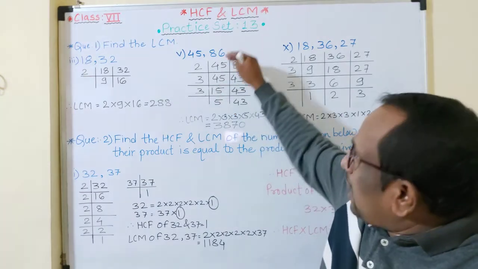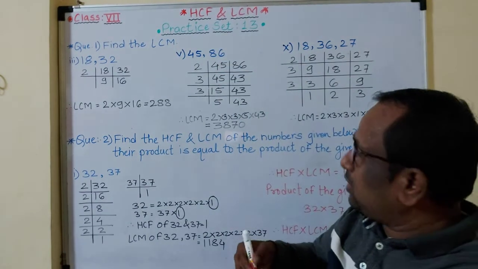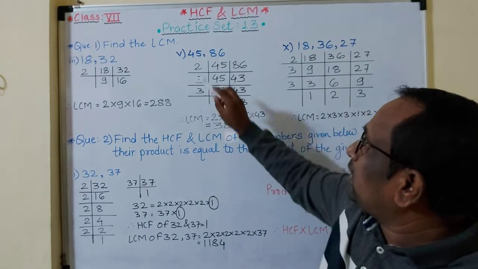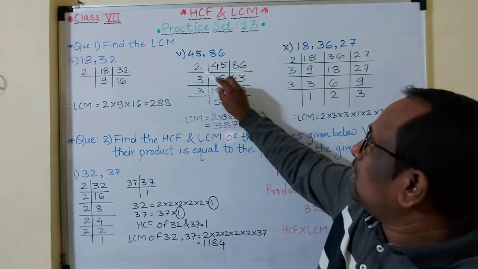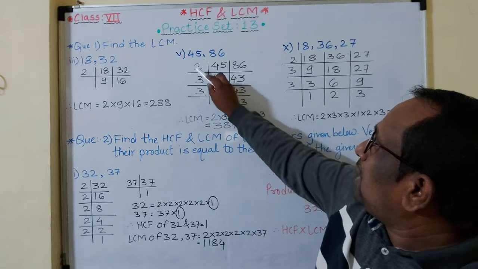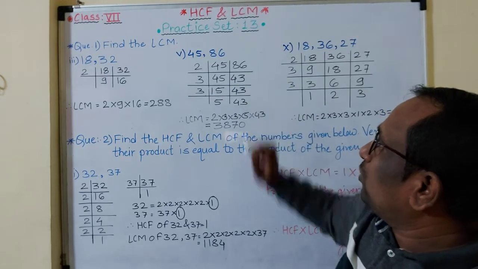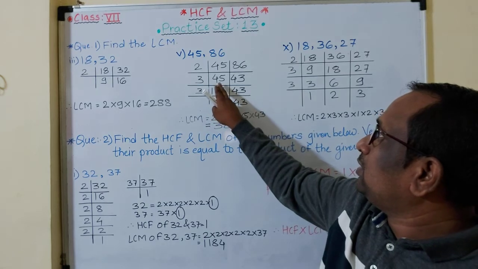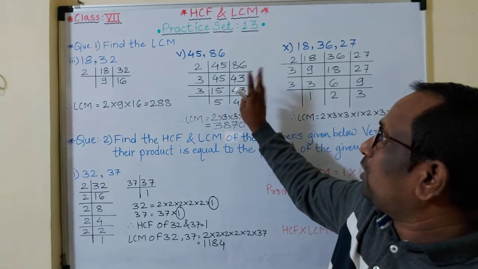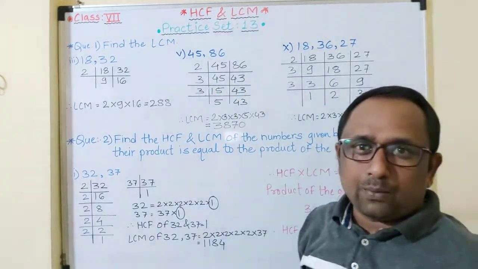Okay, so as it is a number we have to take, this 45 as it is we have to take. Now we have to divide 86. So 2 4s are 8 and 2 3s are 6. 43 is there. Now 45 is not divisible by 2 and 43 also. So we'll take 3 now.